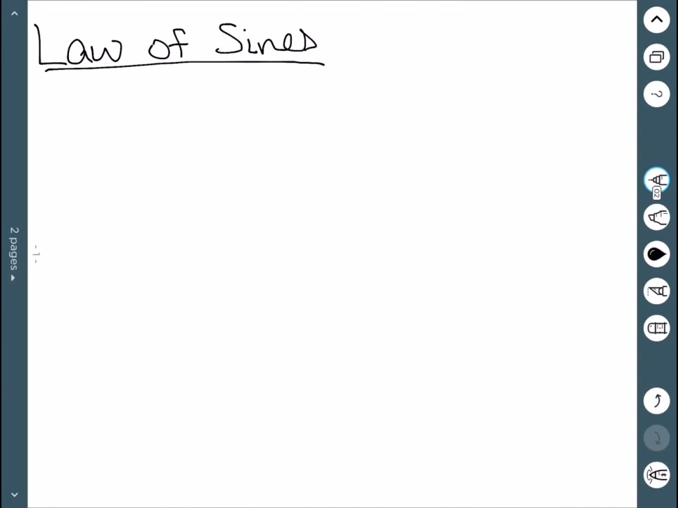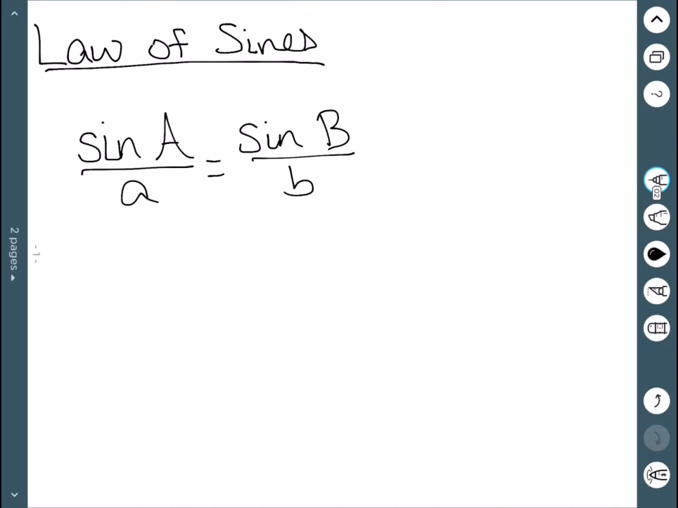We'll now discuss the law of sines and how this can be used to solve generic triangles. The law of sines says that sine of angle A over A is equal to sine of angle B over B, which is equal to sine of angle C over C.